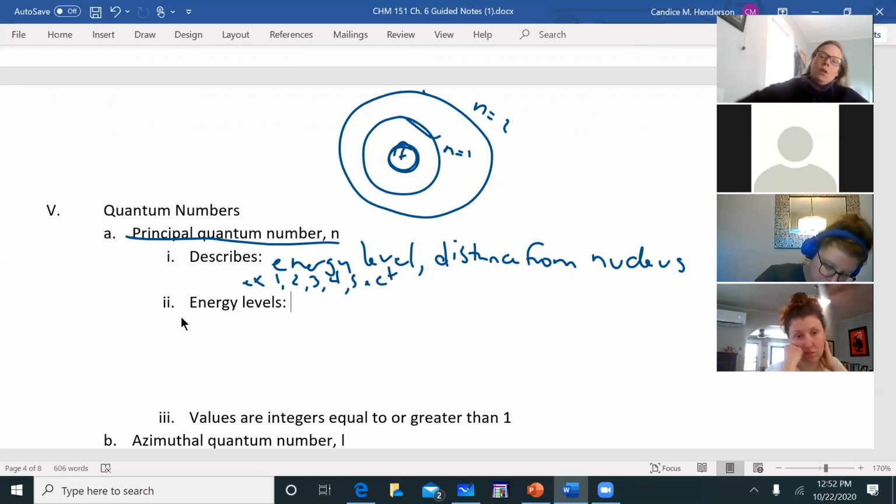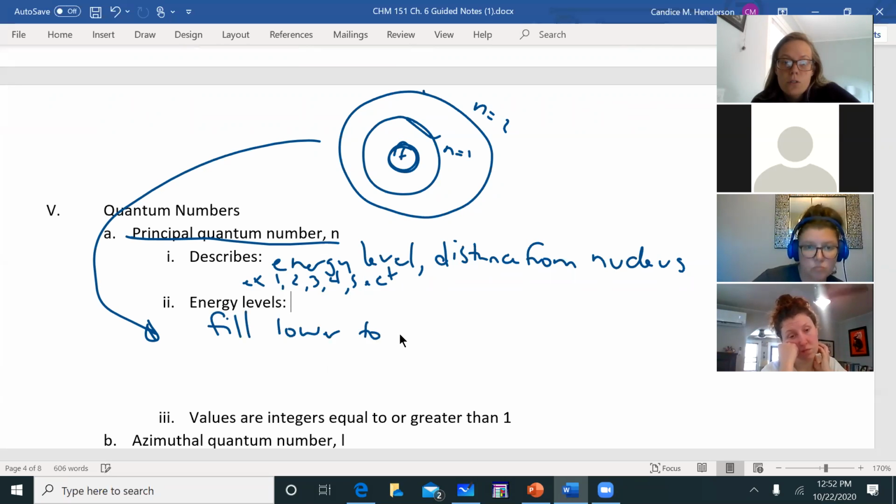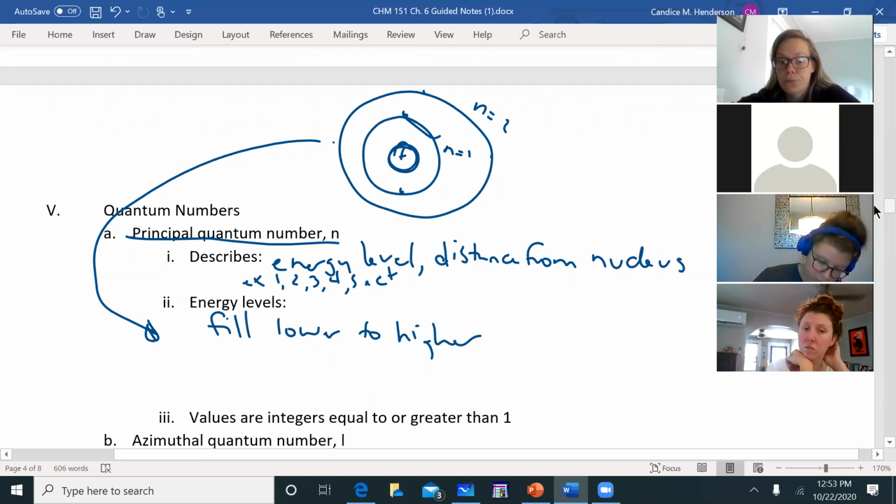So we can think of them as energy levels. The lower the number, the lower the energy level, and you're always going to fill lower to higher. So I'm going to pack electrons into this first orbital before I start packing electrons into the second orbital. That's all that n tells us. It's just telling us the energy level.